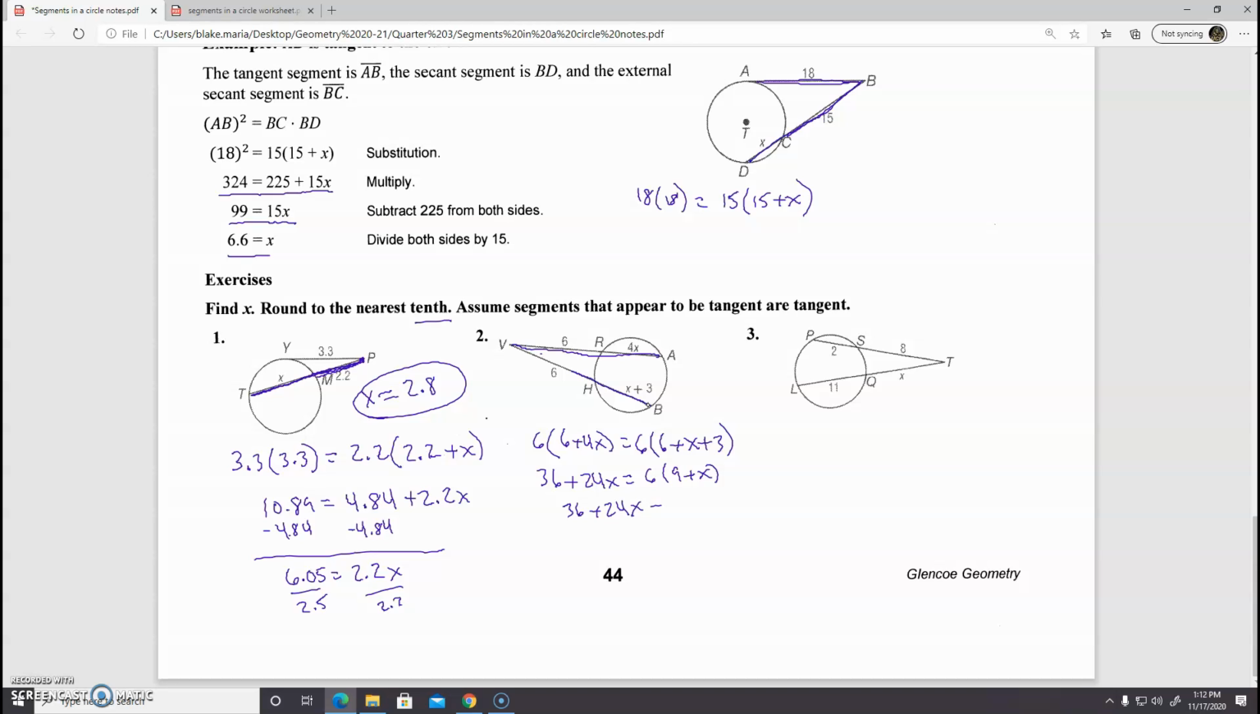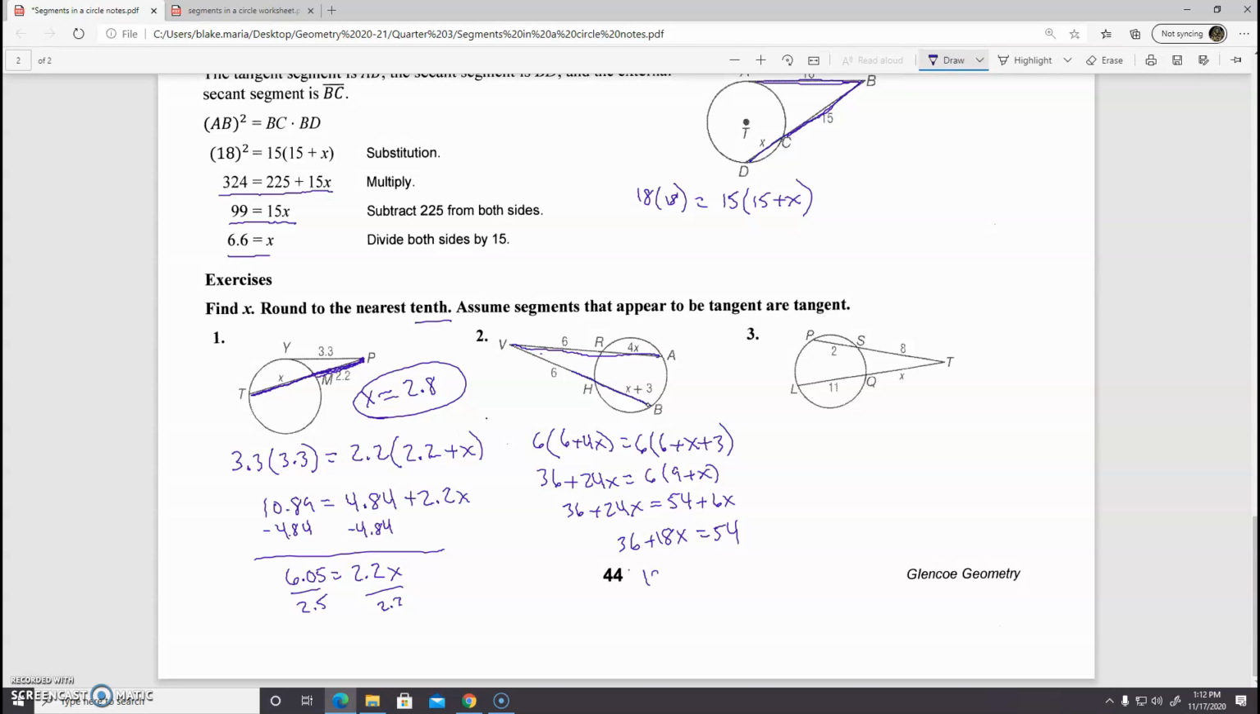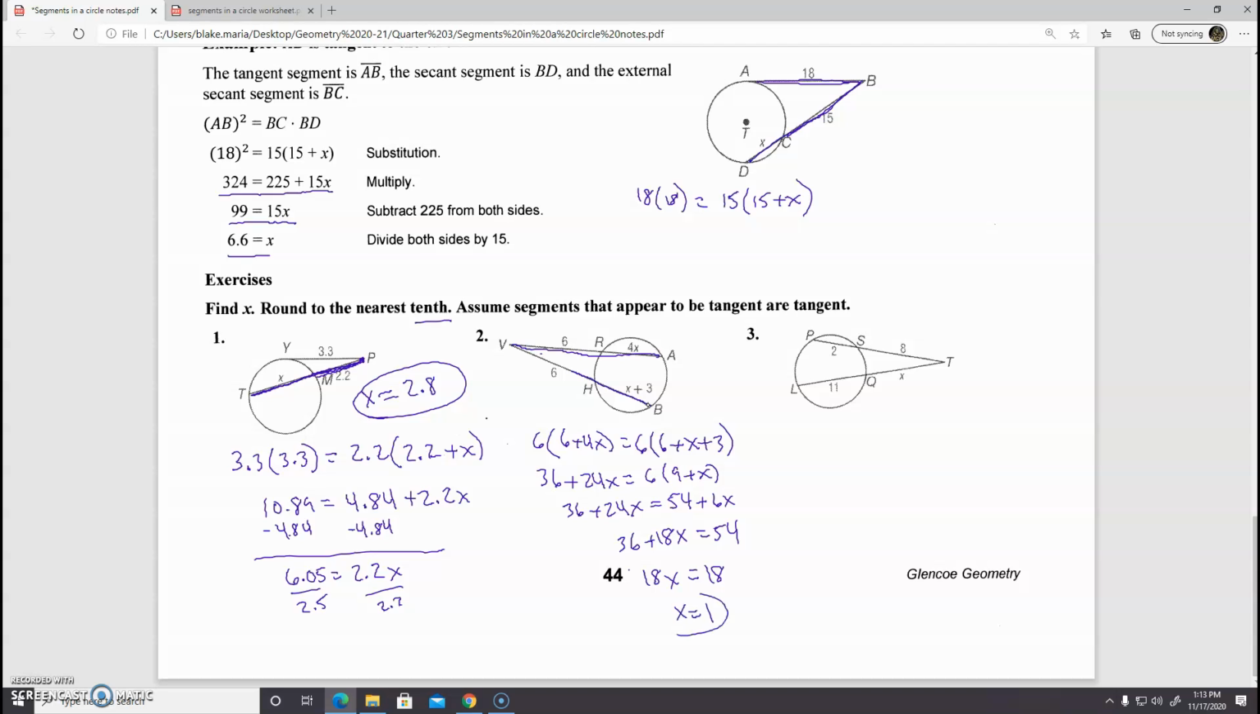So 6 times 9 is 54. 6 times x is 6x. We're going to subtract 6x from both sides. We're going to subtract 36 from both sides. And x equals 1. So that one we didn't have to round.